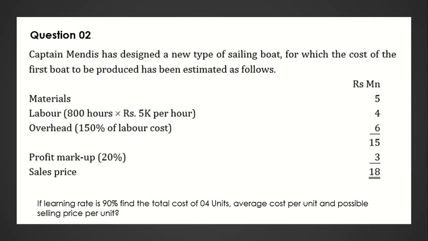So their first boat standard cost has been given. So here to produce their first boat, they need material, labor, and other overheads. So here the composition they have given, material cost will be 5 million per first boat, labor requirement will be 800 hours, so 5000 per hour, so the cost will be 4 million.